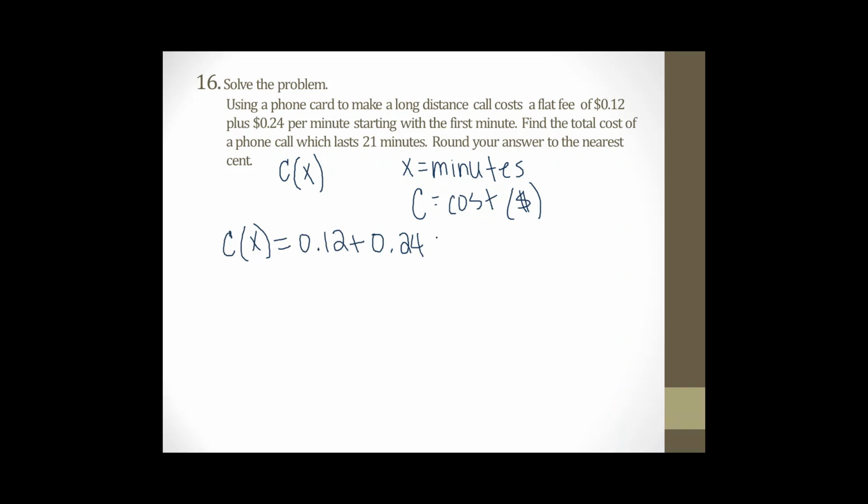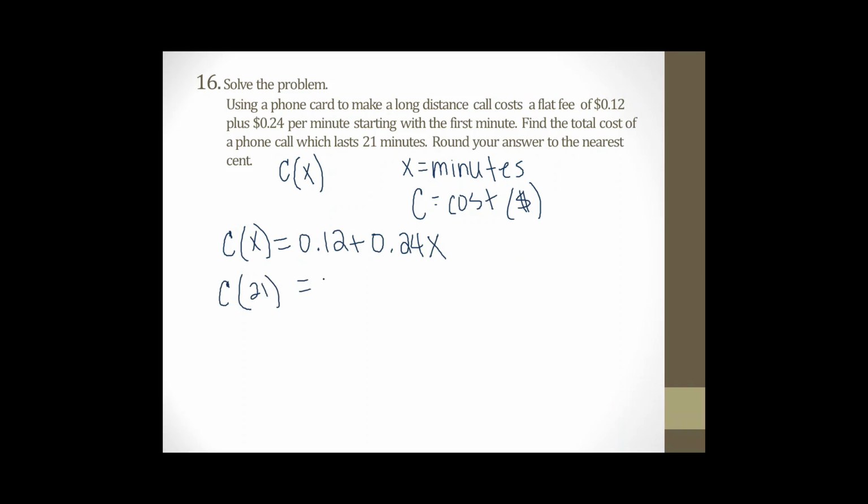So we're going to multiply 24 cents times X and then add that to 12 cents. If it was 1 minute, it would be 12 cents plus 24 cents times 1. If it were 2 minutes, it would be 12 cents plus 24 cents times 2. So this is my equation modeling the situation, and it says to find the total cost of a phone call which lasts 21 minutes. So we want to find our cost when X is 21.